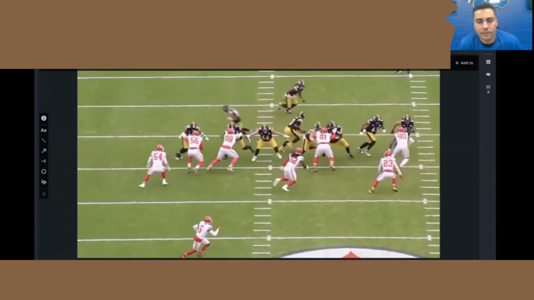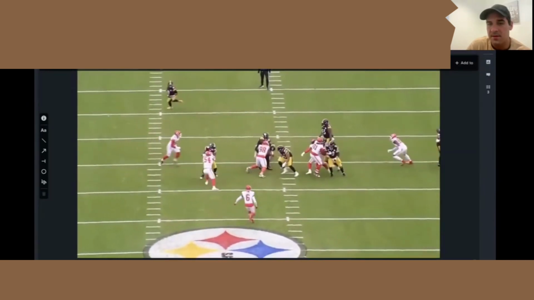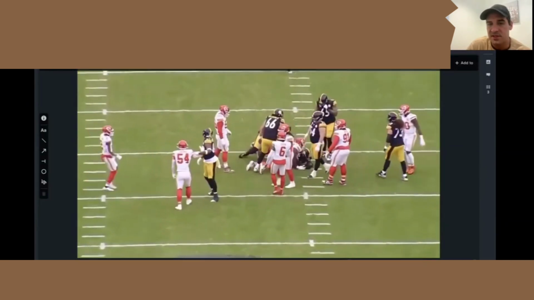Yeah, we're playing one gap, right? Yep, just one gap. Go hit it. A gap, B gap.